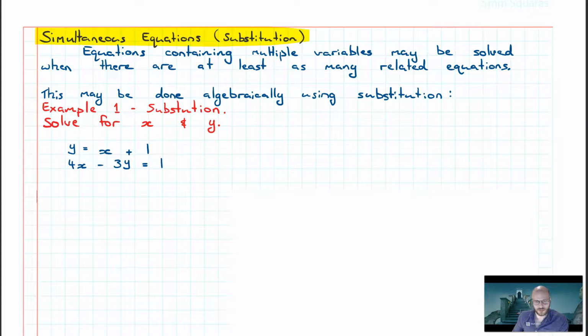Welcome to this video on the topic of linear relationships. In this video, I'm going to show you how you can solve a system of equations using the substitution method.